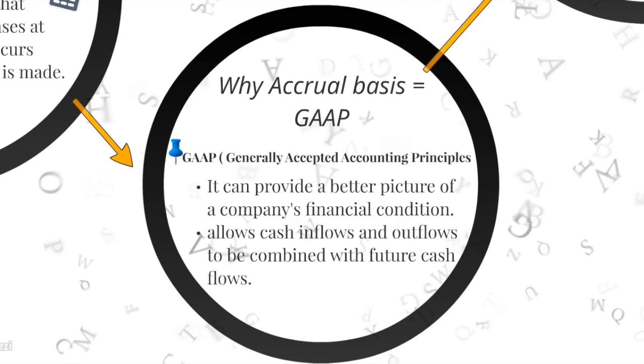Why is accrual basis a GAAP? Accrual basis is a GAAP because it can provide a better picture of a company's financial condition, and it gives a more accurate picture by allowing cash inflows and outflows to be combined with future cash flows.